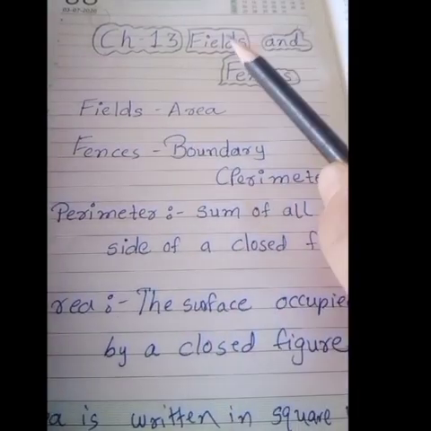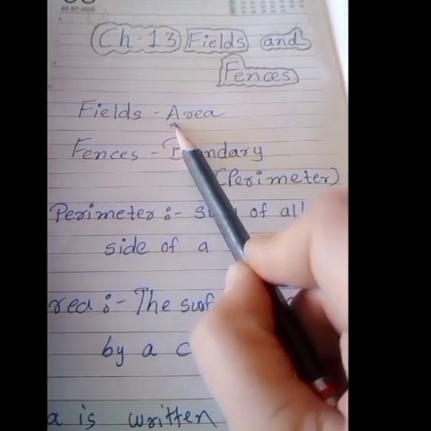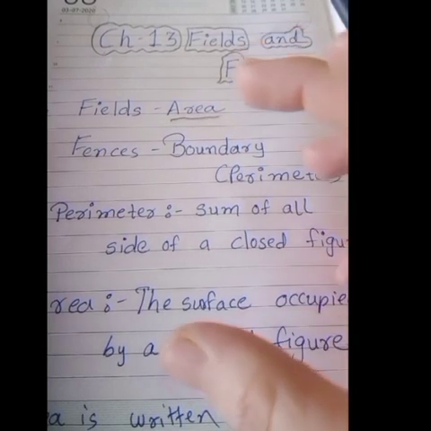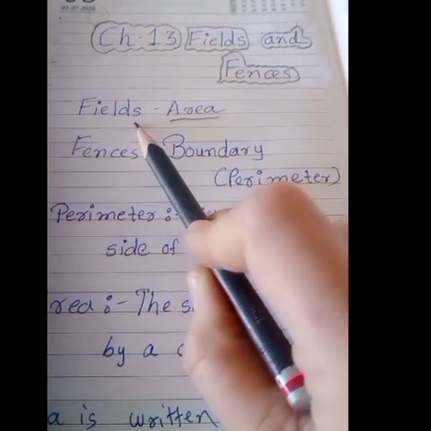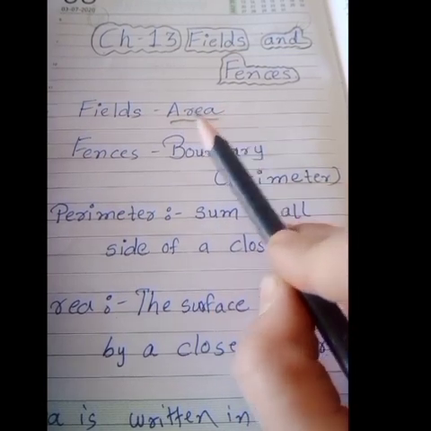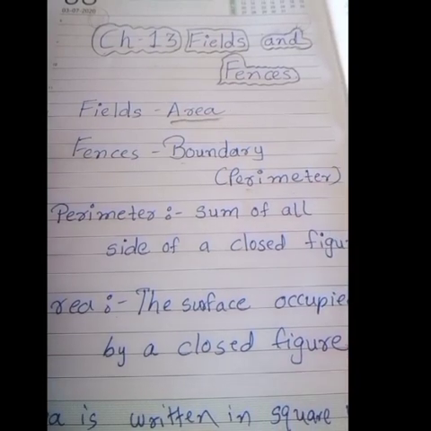So students, your chapter name is Fields and Fences. Fields means what students? Means area. To keep anything, if you are keeping something, how much space is needed for it? That is what we are going to learn about in this lesson, which is about the area, occupied space. Okay, and fences means boundary, or you can say perimeter of any object.